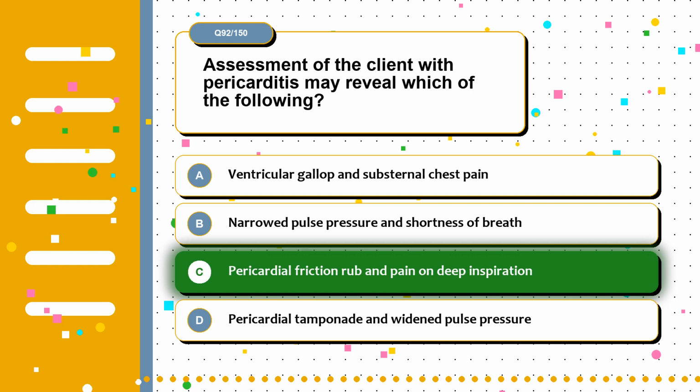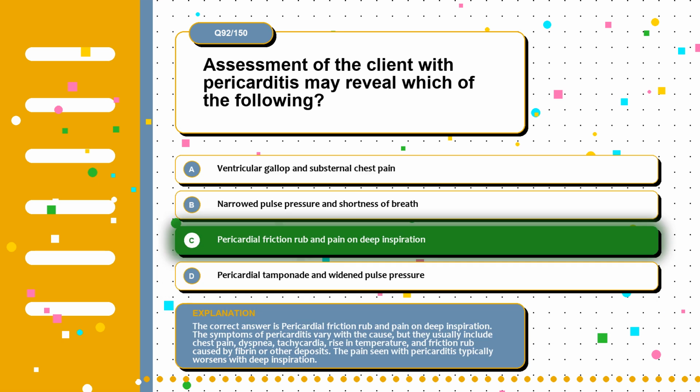The correct answer is option C, pericardial friction rub and pain on deep inspiration. The symptoms of pericarditis vary with the cause, but they usually include chest pain, dyspnea, tachycardia, rise in temperature, and friction rub caused by fibrin or other deposits. The pain seen with pericarditis typically worsens with deep inspiration.